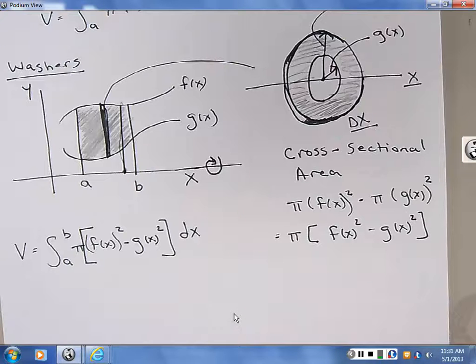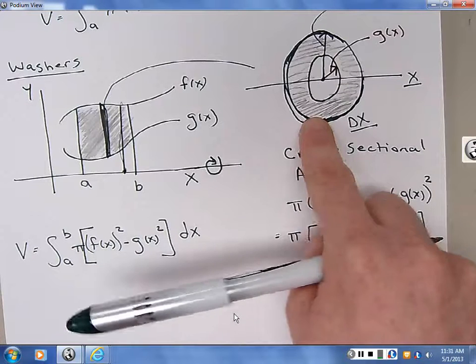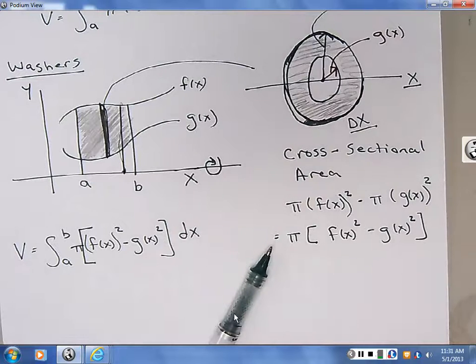How are you getting these shapes? This shape, like how are you folding that to get it? If I take a rectangle and I rotate it about the x-axis, I get a washer. So that's a good question.